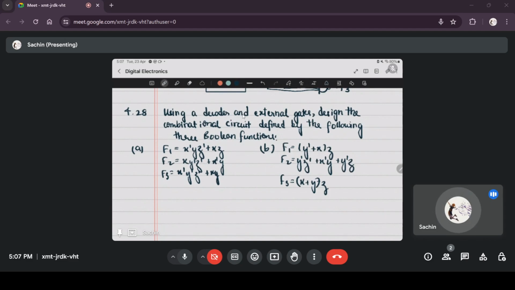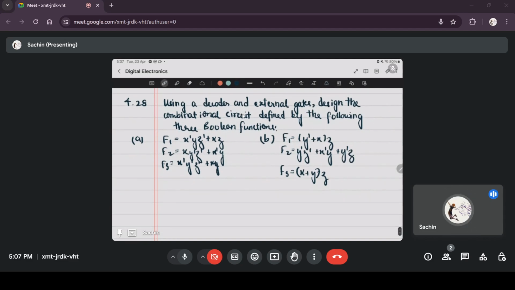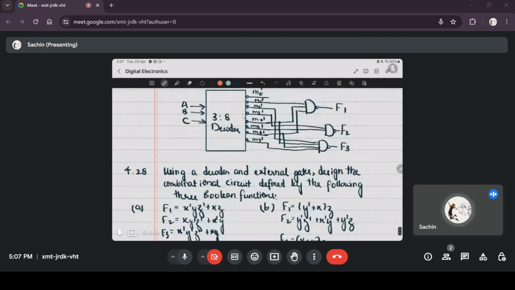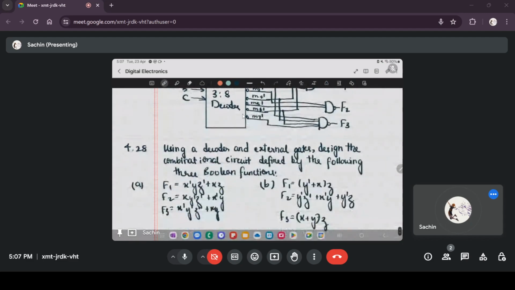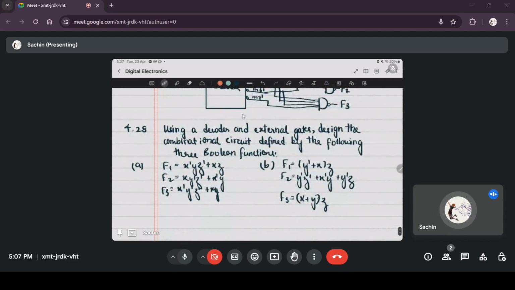I'll leave this question as homework. All you need to do is the same thing as the previous problem. Use a 3 to 8 decoder and the outputs, which are the minterms. Here they have said you can use any external gate, so you don't need to use NAND gates. You can use an OR gate, so you don't need an active low decoder. You can use an active high decoder, and then simply get the OR of the minterms that you need.